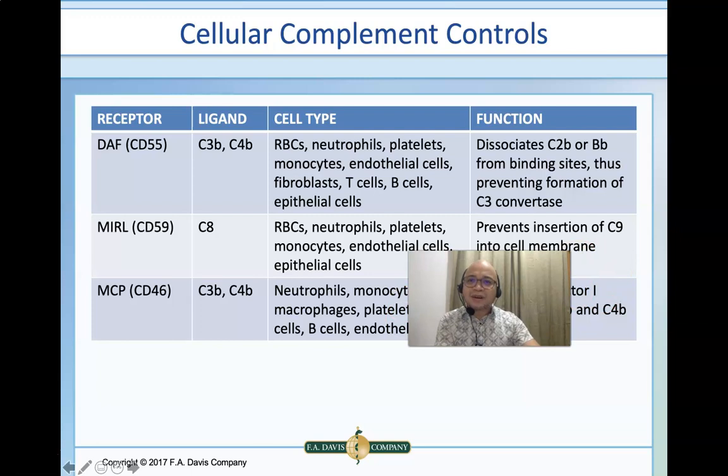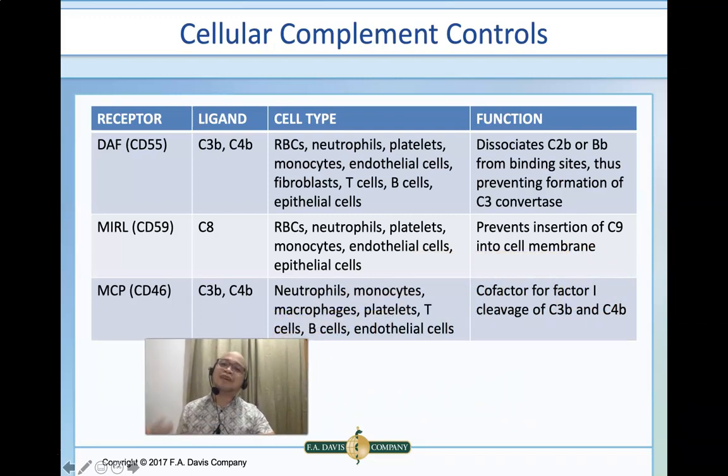So there are also receptors in the complement, the cellular complement controls. The controls are actually regulated by the presence of the receptor-ligand partnership. The receptor is found in the cell membrane, while ligands are substances that will bind with the receptor. So the receptor DAF, otherwise known as CD55, the decay accelerating factor: C3b and C4b will actually bind with DAF.